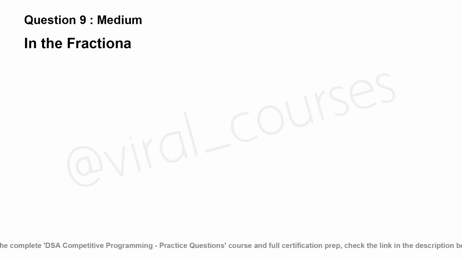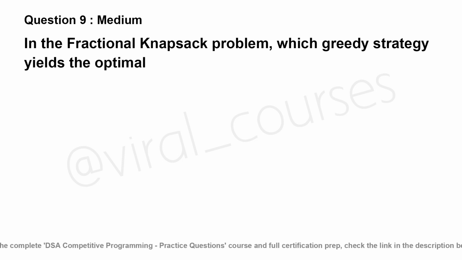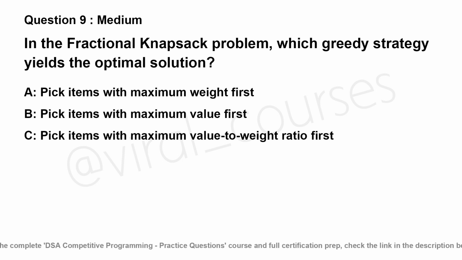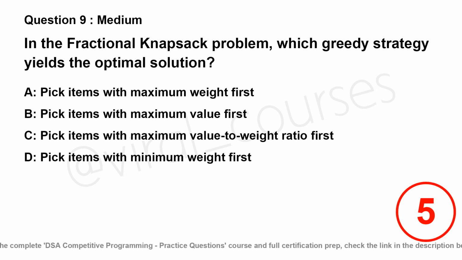In the fractional knapsack problem, which greedy strategy yields the optimal solution? Option A, pick items with maximum weight first. Option B, pick items with maximum value first. Option C, pick items with maximum value to weight ratio first. Option D, pick items with minimum weight first.